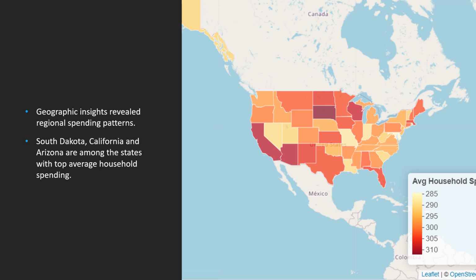Specifically, South Dakota, California, and Arizona are shown as states with some of the highest average household spending, as shown by the red coloring. This trend highlights regional disparities, with states in the Midwest and the West exhibiting higher spending concentrations compared to other areas in the country. So these kinds of insights are extremely valuable for understanding consumer behavior, and targeting high spending regions for business strategies is extremely helpful to our marketing teams.